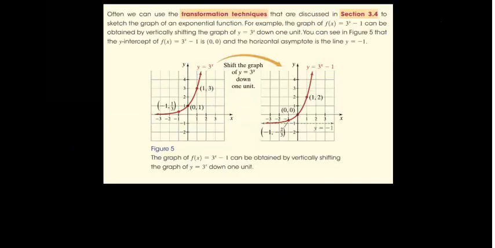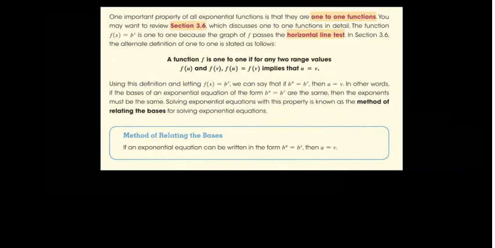This would be an exponential function. It does indeed pass the horizontal line test. Notice how we do not cross that horizontal line at more than one place anywhere in that function. So good, we pass the horizontal line test.